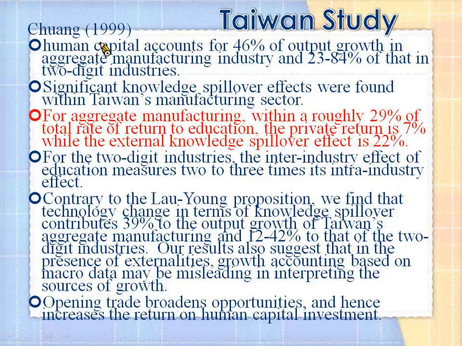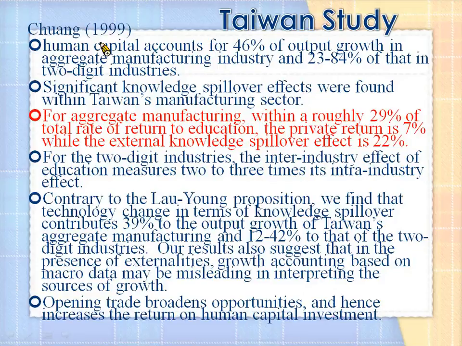And that finding, of course, is contrary to the Lau and Yang proposition. The Lau and Yang proposition, from our previous analysis, is that the four Asian economies are the four paper tigers. In that analysis, they find that factor accumulation is the major source of economic growth, and therefore there is no technological progress for Asian economies, right?